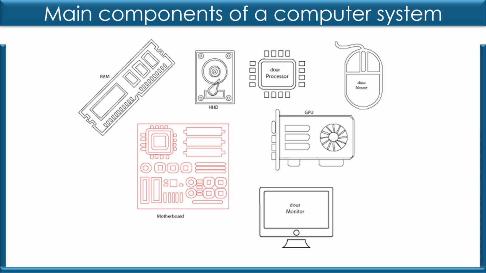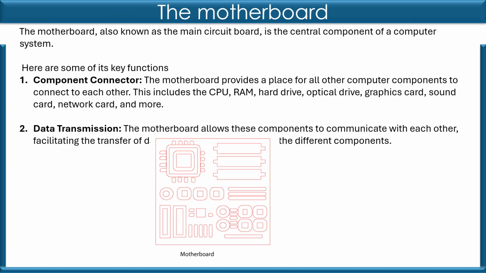And then the main components of a computer system. In a nutshell, these are some of the main components of a computer system, including the RAM, the hard disk drive, the processor, the mouse, the GPU, the monitor, and the motherboard. So let us look at what these main components of a computer do. Let's start with the motherboard.